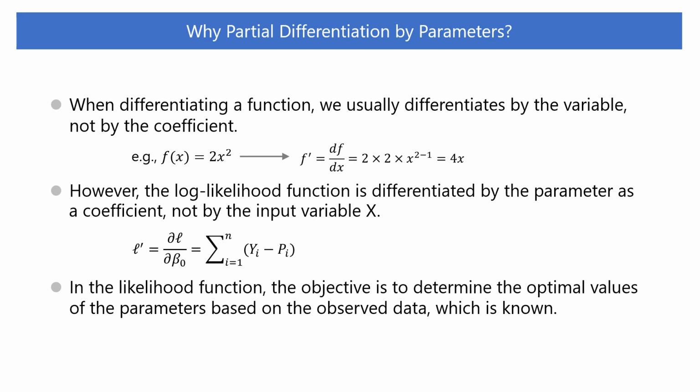In other words, in maximizing the likelihood function in optimization, x, the input value of the likelihood function, is known, but the intercept beta 0 and coefficient beta 1 are unknown. So, in the partial differentiation of the likelihood function for optimization, x is rather positioned as a constant, and the intercept beta 0 and coefficient beta 1 as variables.